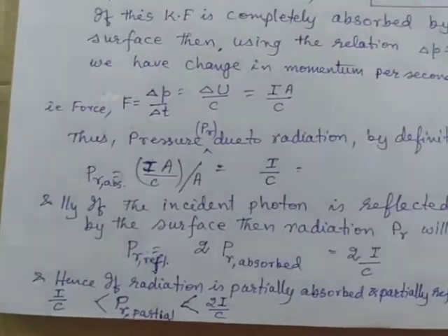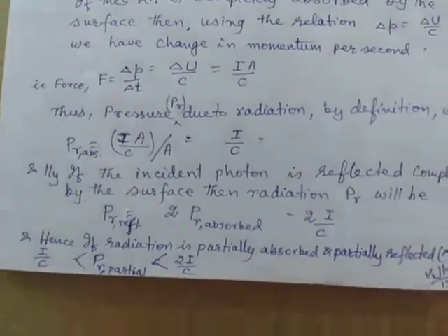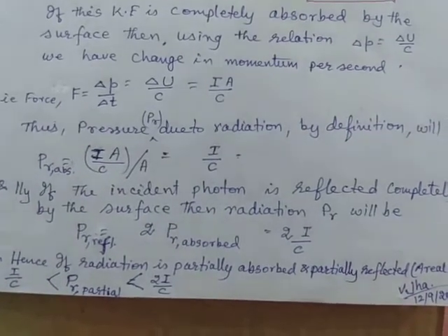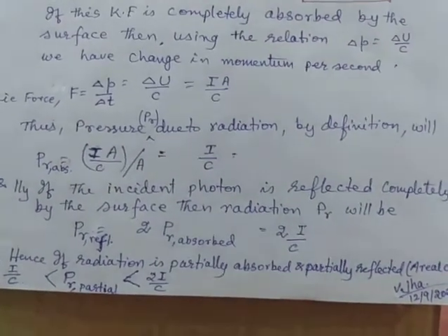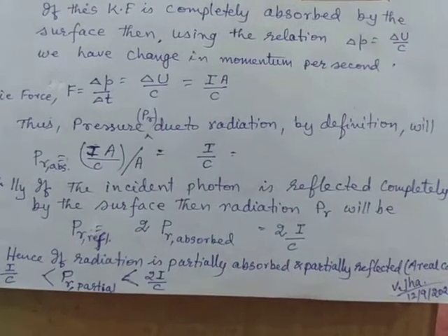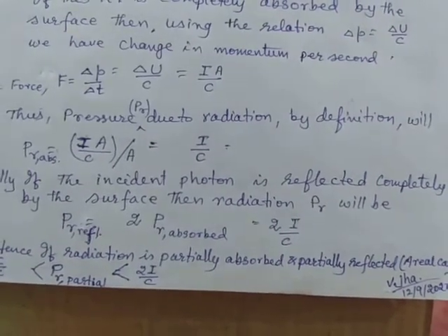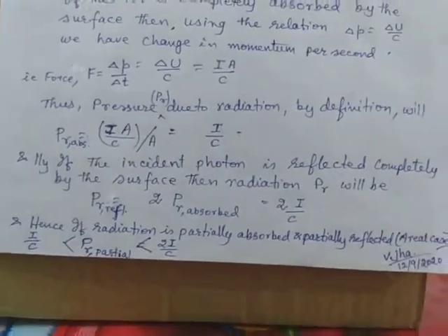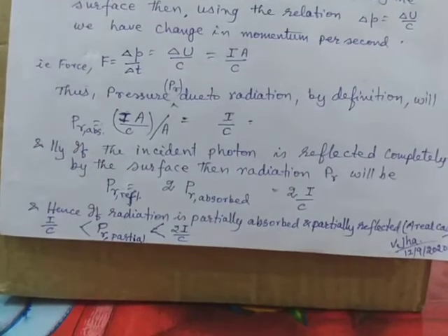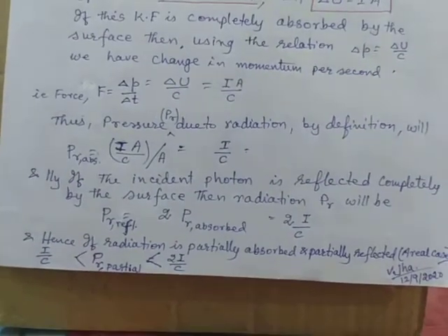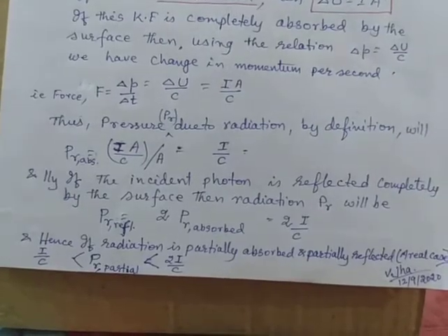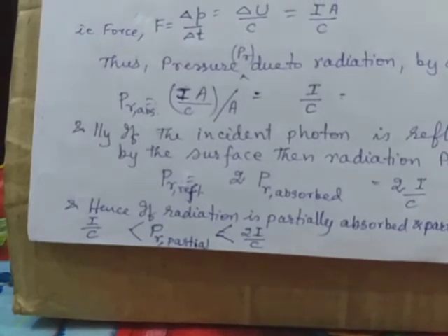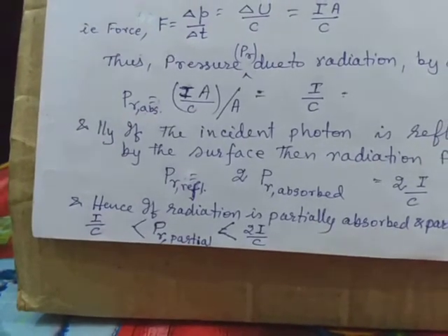And this is how we have found the expression for pressure exerted by light falling on a surface in two extreme cases, that is when light is completely absorbed by the surface and when light is completely reflected by the surface. But in practical life we always see that light is neither completely absorbed nor completely reflected by a surface, and therefore the pressure exerted by the radiation falling on a surface always lies between the two extreme values, I by C and 2I by C.